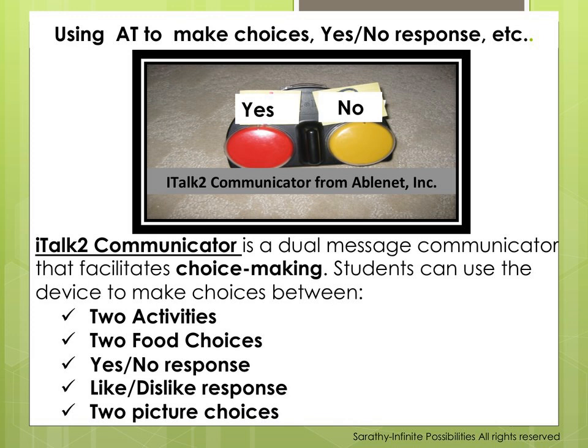They can choose between 2 activities, 2 food choices when they are going in, and you can put that food choice. Do you want a sandwich or do you want a hamburger? And you can use it when you are going on a community trip and they have to choose between 2 meals, 2 choices there. They can make a yes or no response. They can make a like or dislike choice, or they can choose between 2 picture choices that are related to a story, or 2 object choices that are related to a story.